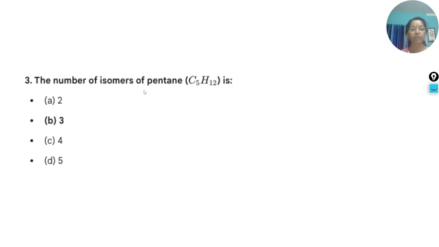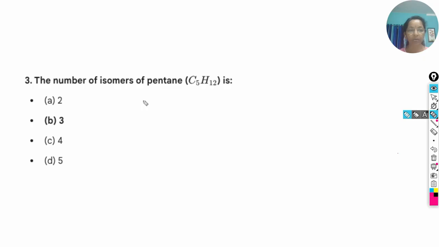The number of isomers of pentane, C5H12. Options: 2, 3, 4, 5. The correct answer is option B, 3. I'll show you. It has 3 isomers. I'll draw the diagram for you.